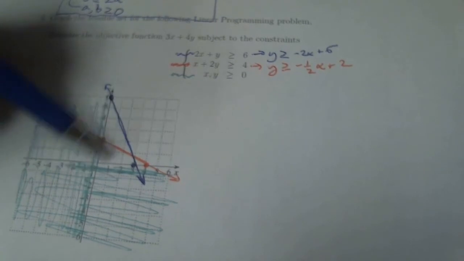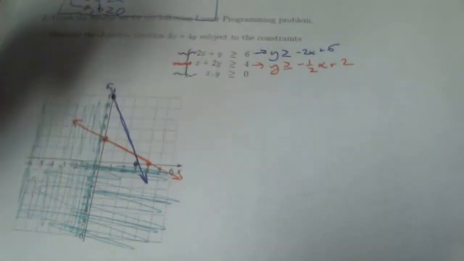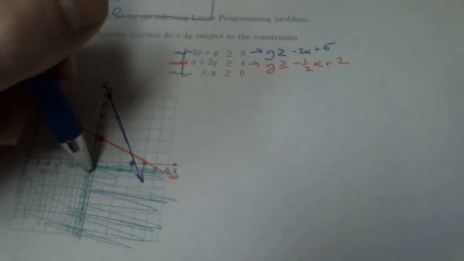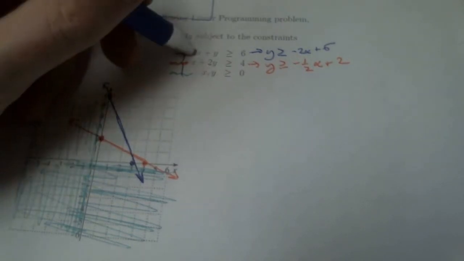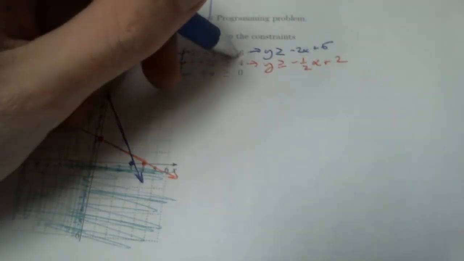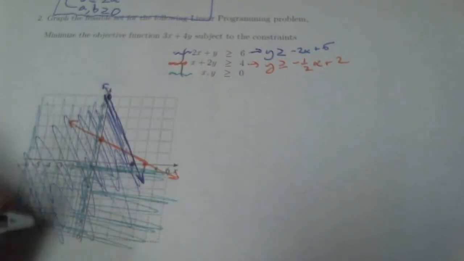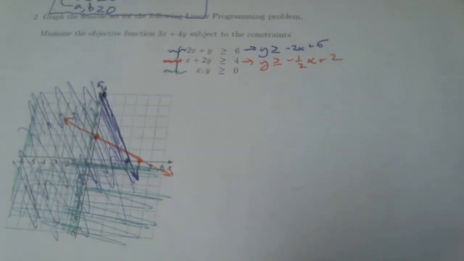And then again, you can just choose a point in either half here. If it works at that point, that means it's going to work for every single point in that half. If it doesn't, that means it's not going to work for any point. Generally, I like to use the origin just because it's an easy point to use, easy to check. So if I plug in 0 for x and 0 for y, 0 is not greater than or equal to 6. So that point doesn't work, which means nothing below the line is going to work. So you shade everything below the blue line.